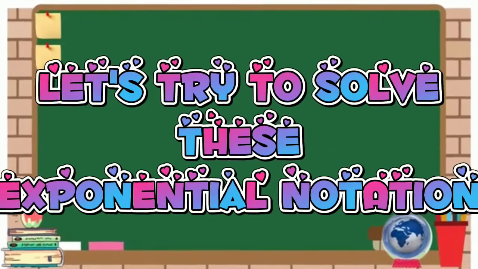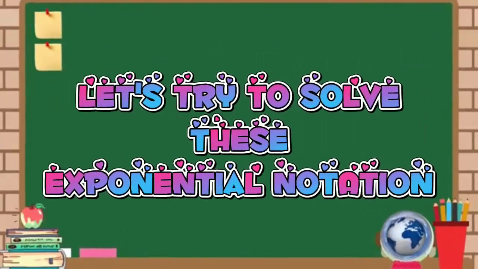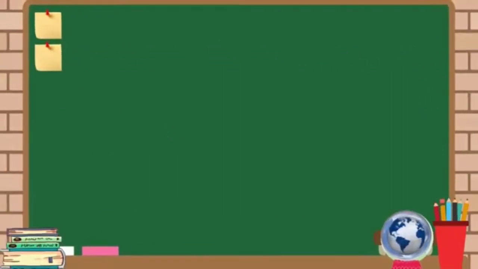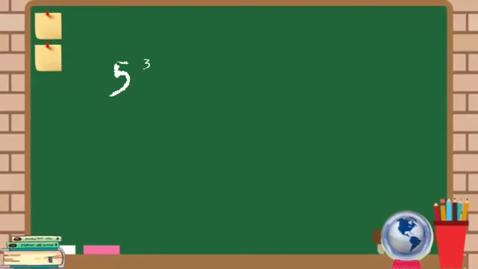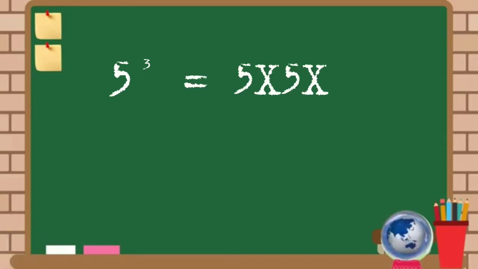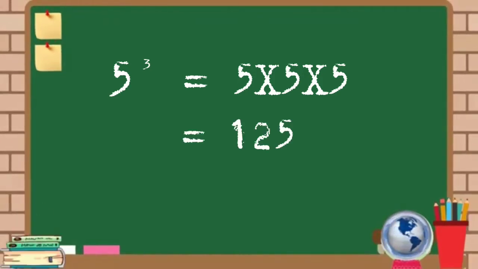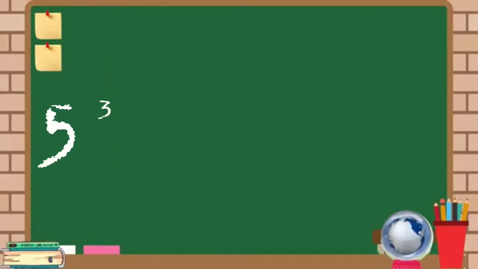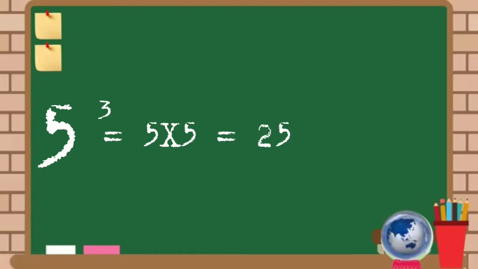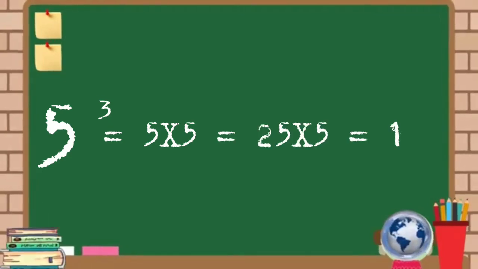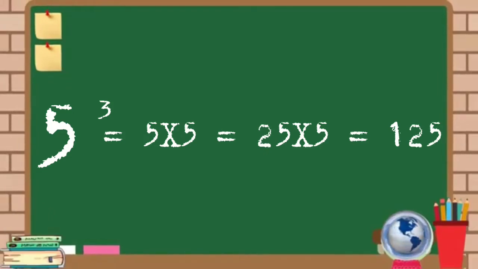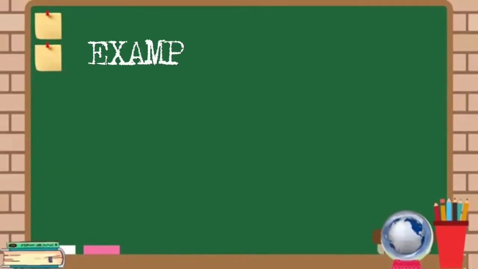Now let's try to solve this exponential notation. We have here 5 raised to the power of 3, or 5 cubed, where we say 5 times 5 times 5 is equals to 125. Why? Because 5 times 5 is equals to 25, and 25 times 5 is equals to 125.